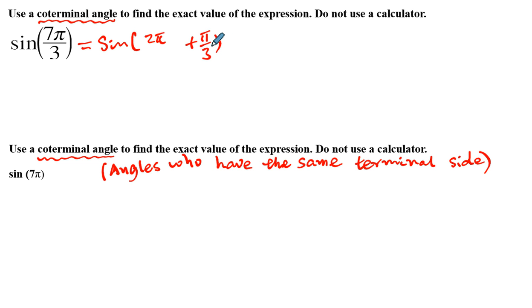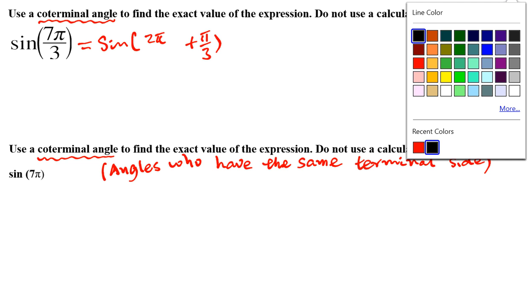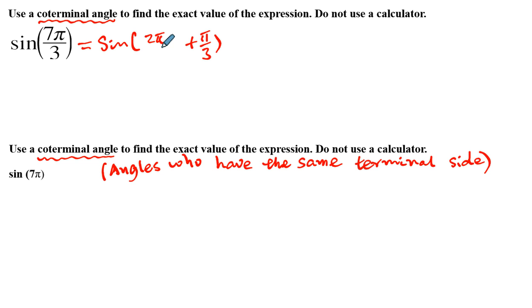If you want to add those numbers together, you should have 2 pi times 3 over 3. Downstairs there is 1. You make denominators the same. 1 times 3 is 3, and 2 pi times 3 is 6. So 6 pi plus pi is 7 pi. Denominator 3 is not changed.